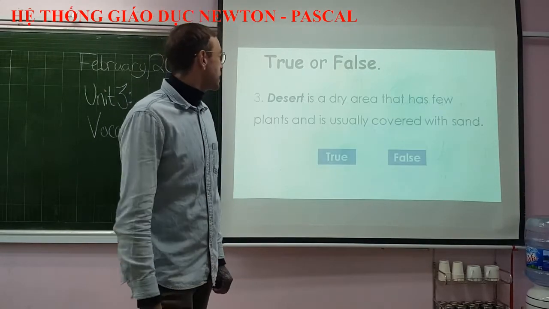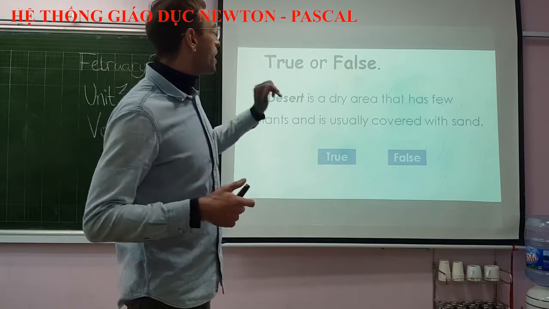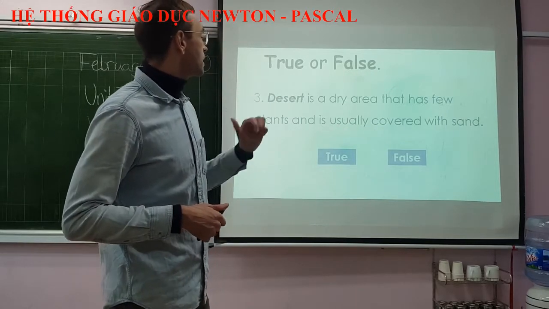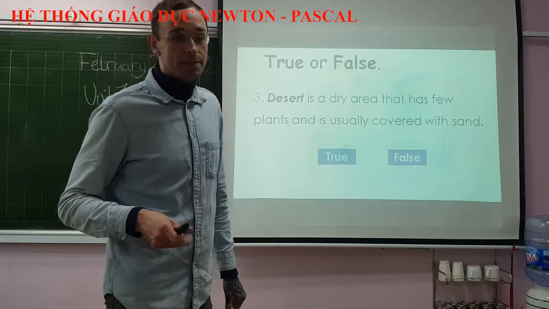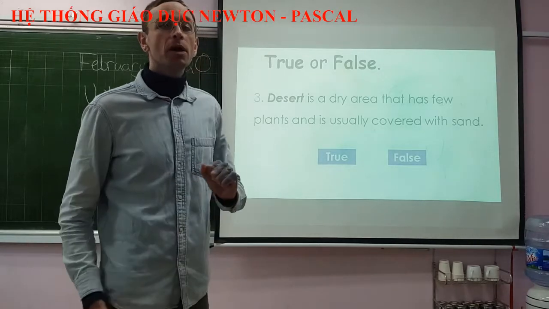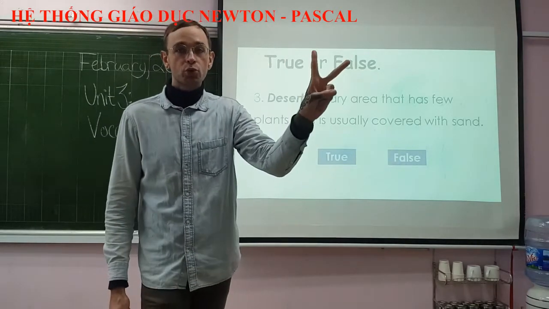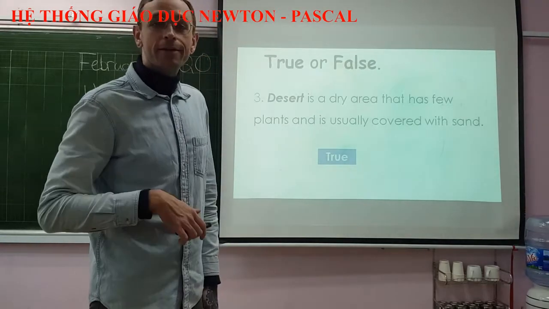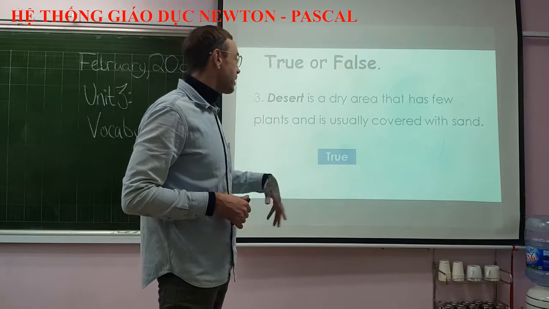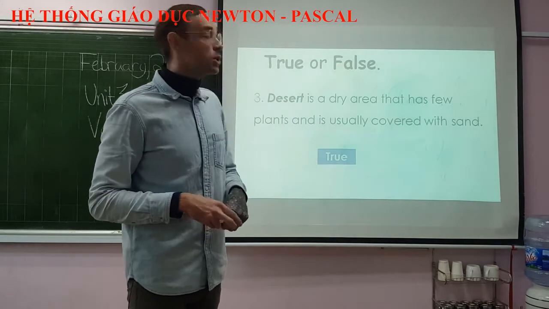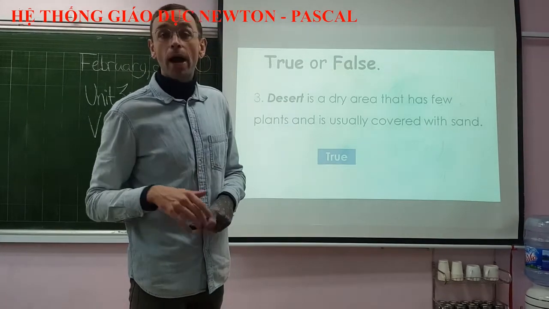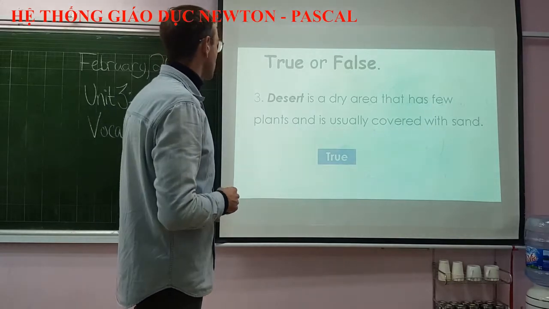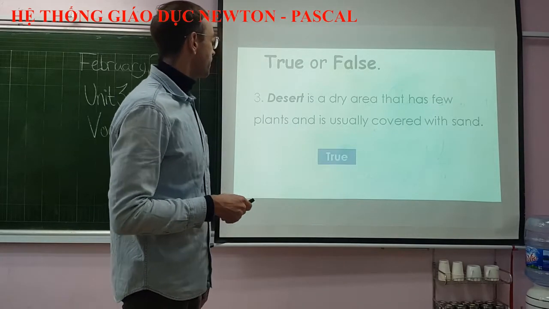Question number 3. A desert is a dry area that has few plants and is usually covered with sand. Is this true or false? In 3, 2, 1. That's right. This is our definition for desert, a dry area that has few plants, usually covered with sand and rocks as well. Okay, so true.